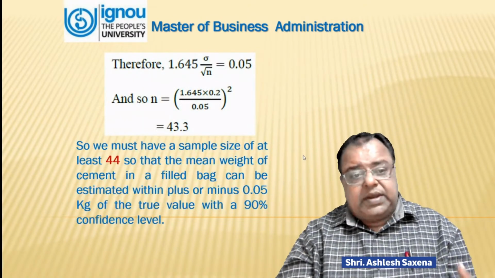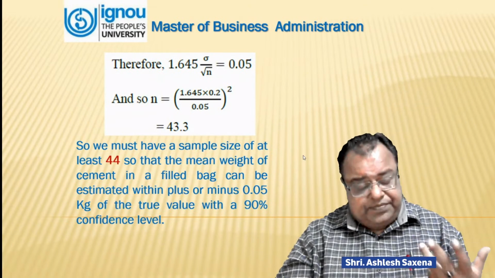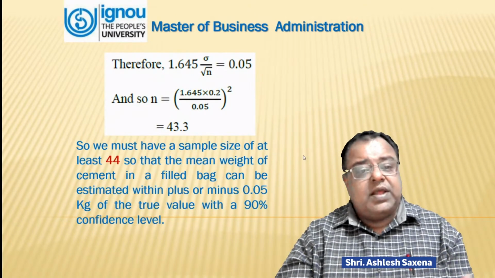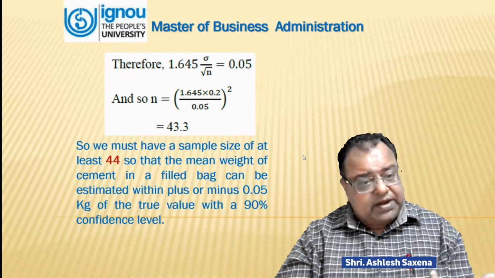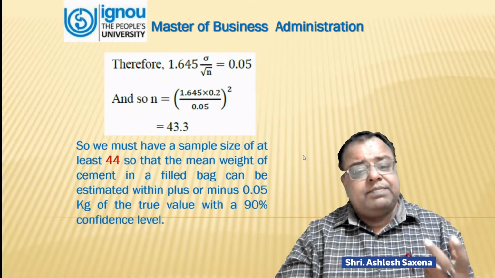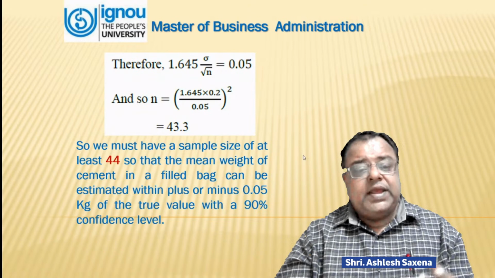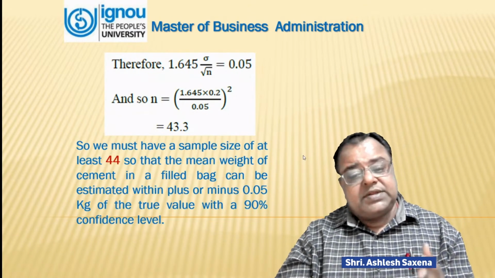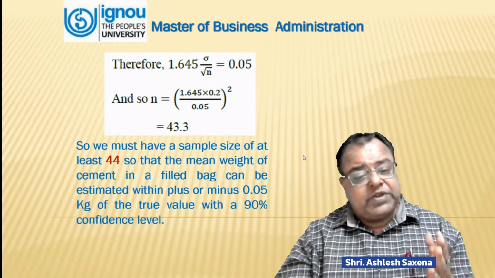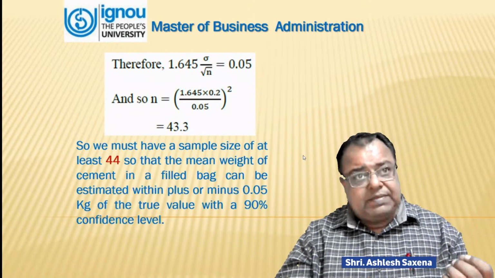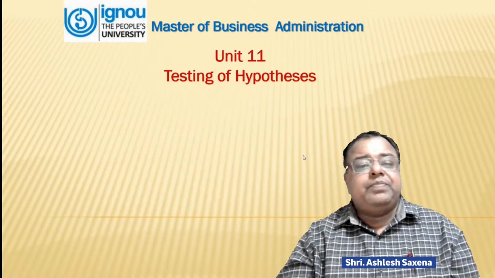Therefore, transforming the values into the formula, we get n equal to 43.3. This is obtained after calculation. So we must have a sample size of at least 44 so that the mean weight of the cement in a field bag can be estimated within plus or minus 0.05 kg of the true value with 90% confidence.